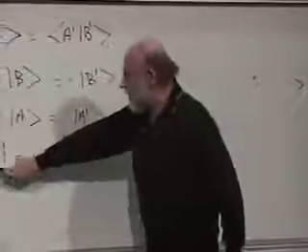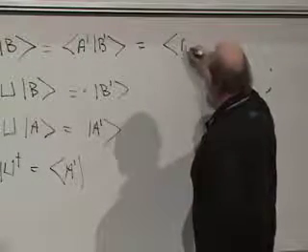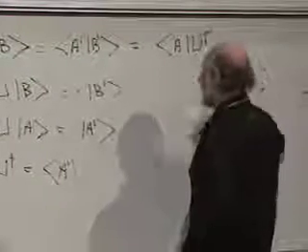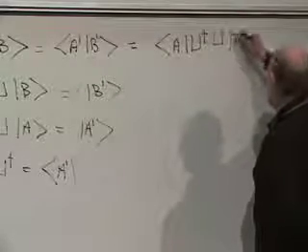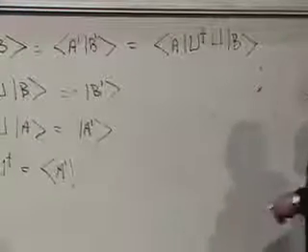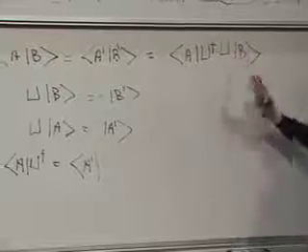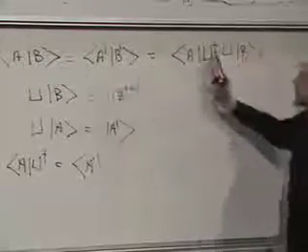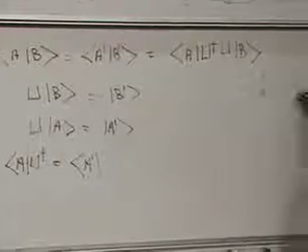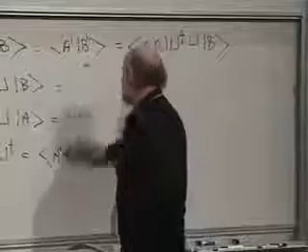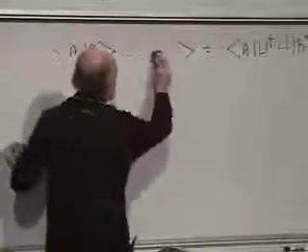Substituting for A prime, U dagger A, this is equal to A U dagger, that's A prime, but then B prime is U times B. Okay, simply stated, B prime has been replaced by U times B, A prime has been replaced by U dagger times A. But this should be true. Let's get rid of the intermediate step here.